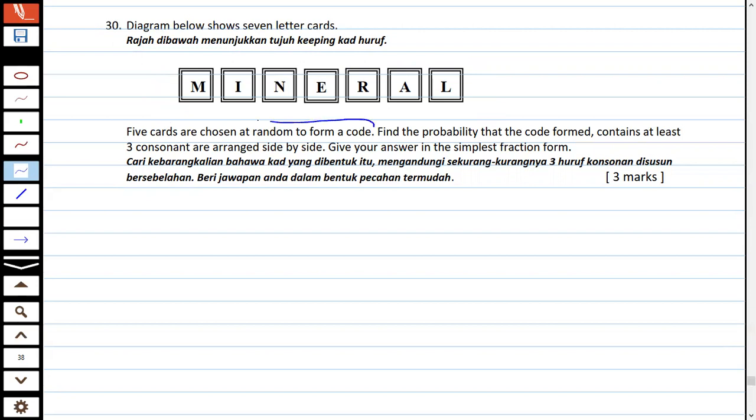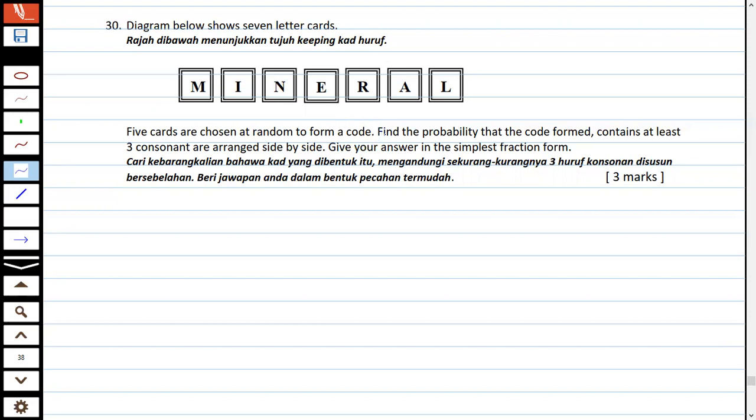By looking at this statement, what keyword can help me? The keyword that can help me is the code. Can you see this word, code? Code is a type of arrangement. Always remember, code, password, all of these are a type of arrangement. So when they say code, it's automatically an arrangement.